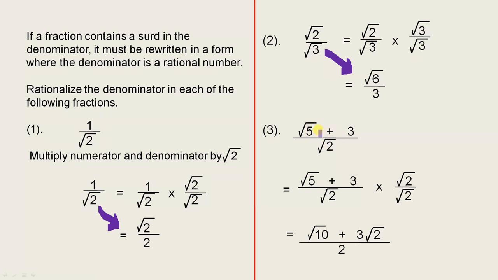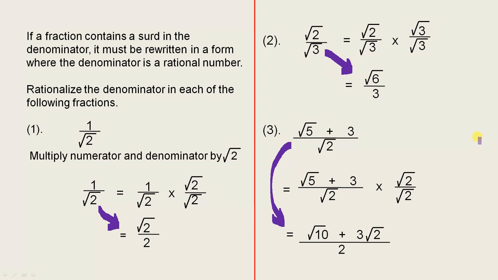Now, for example 3, we have this fraction here. So if we take the initial fraction and we multiply it by the square root of 2 over the square root of 2, because we have the square root of 2 here. The square root of 5 by the square root of 2 is the square root of 10. 3 times the square root of 2 is 3 the square root of 2. And the square root of 2 times the square root of 2 is 2. So that initial fraction can be written in this form where the denominator is a rational number and it has the same value.